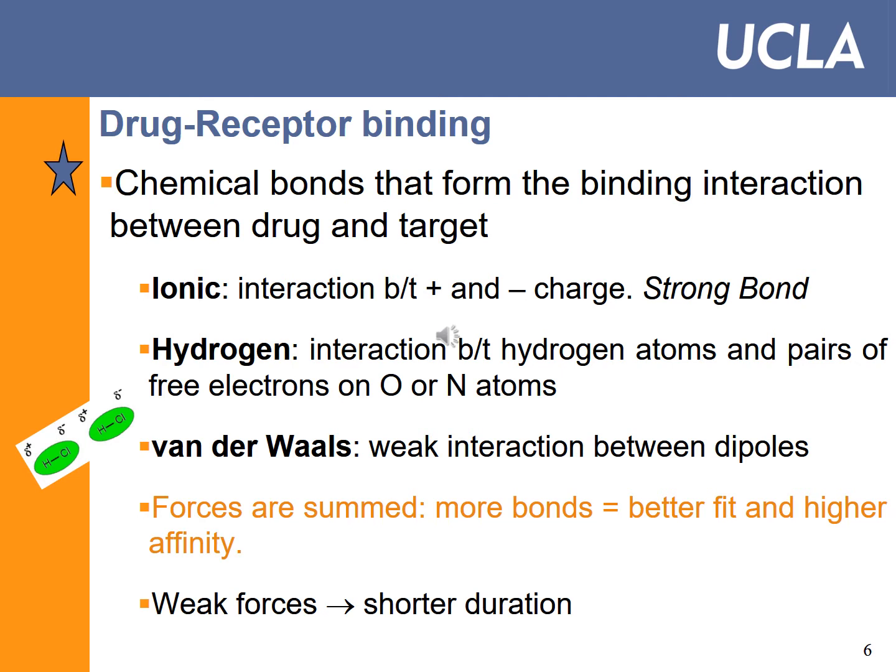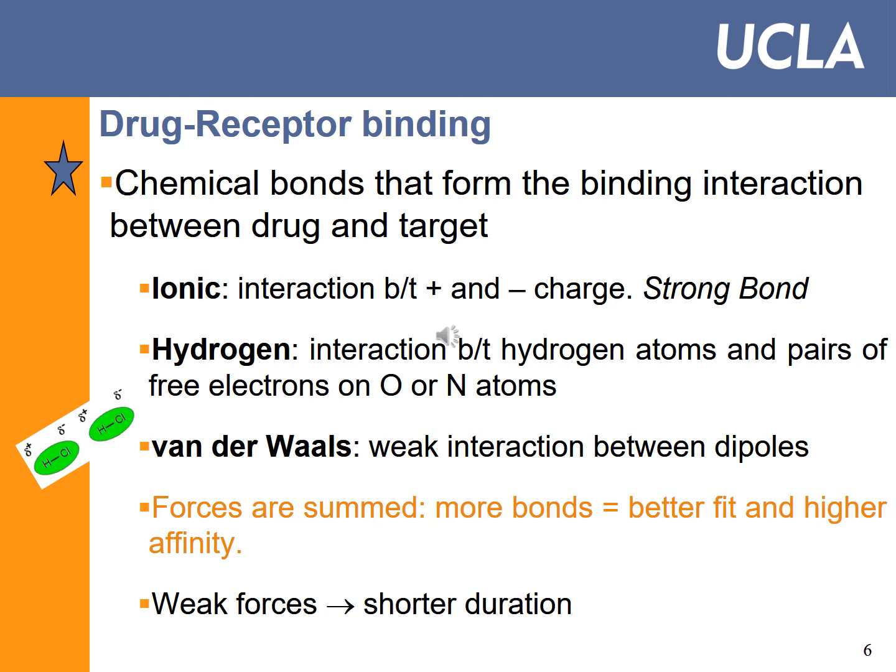They interact through binding, and those are chemical bonds, because the drug is a chemical. These chemical bonds form the binding interaction between the drug and the target, because the receptor is a protein and the drug is a chemical, so they interact through chemical bonds. And there are different types, which are probably going to bring back memories from your chemistry courses.